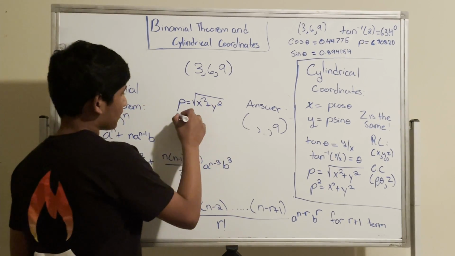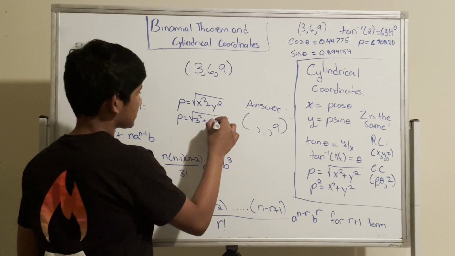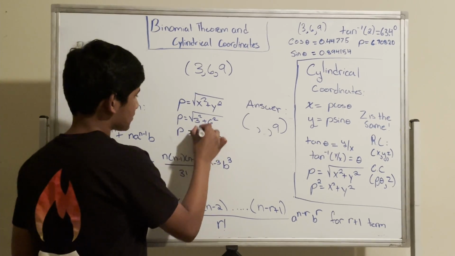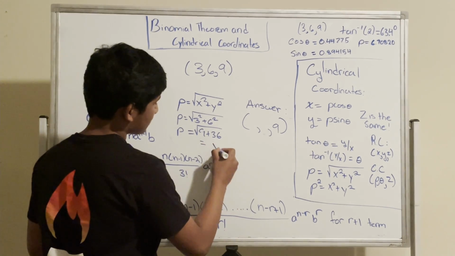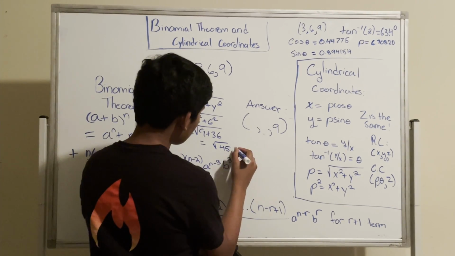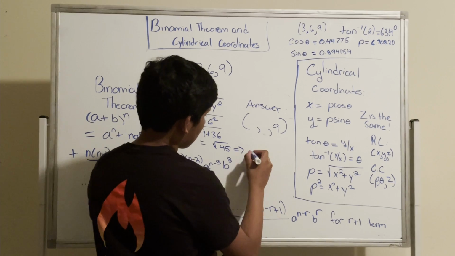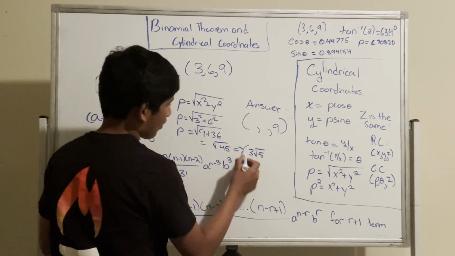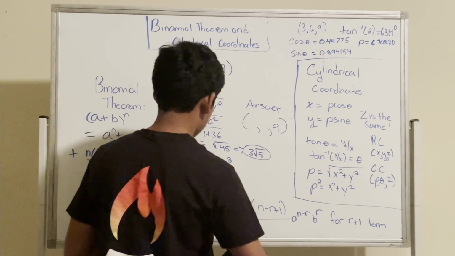Now we can plug this in. So P is equal to the square root of 3 squared plus 6 squared. This is 9 plus 36, and the square root of 9 plus 36 is equal to P. And this is equal to the square root of 45. Now we can simplify this: 9 times 5 is 45, so we can do 3 square root of 5. Like this. So as you can see over here, we can simplify this to 3 square root of 5. So this is going to be our P over here.